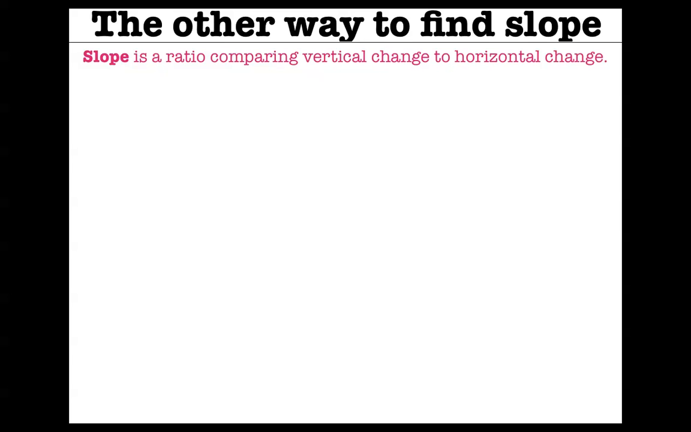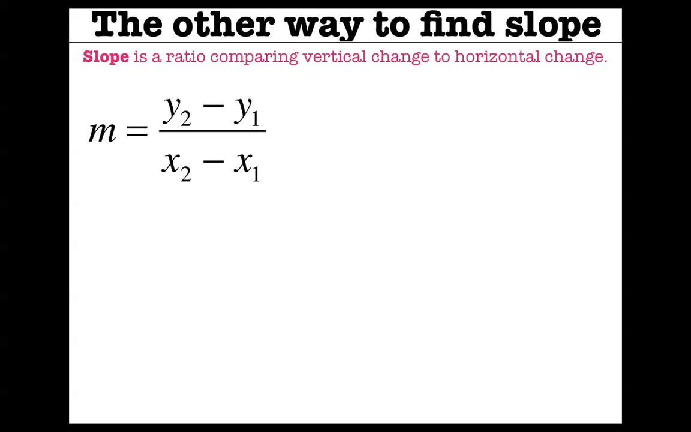All right, there's another way to find slope besides looking at the graph and counting the up-down number and the left-right number. Remember, slope is a ratio comparing vertical change to horizontal change, and here's the other way to find that ratio. That's kind of a weird looking little formula there.